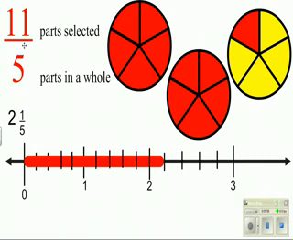11 selected out of 5 means you have more than one whole, and here they are. You actually have 2 wholes. 1, 2, 3, 4, 5, 6, 7, 8, 9, 10, and 1 more makes 11 fifths. On the number line, you're a little ways past 2. You're 2 and 1 more fifth.